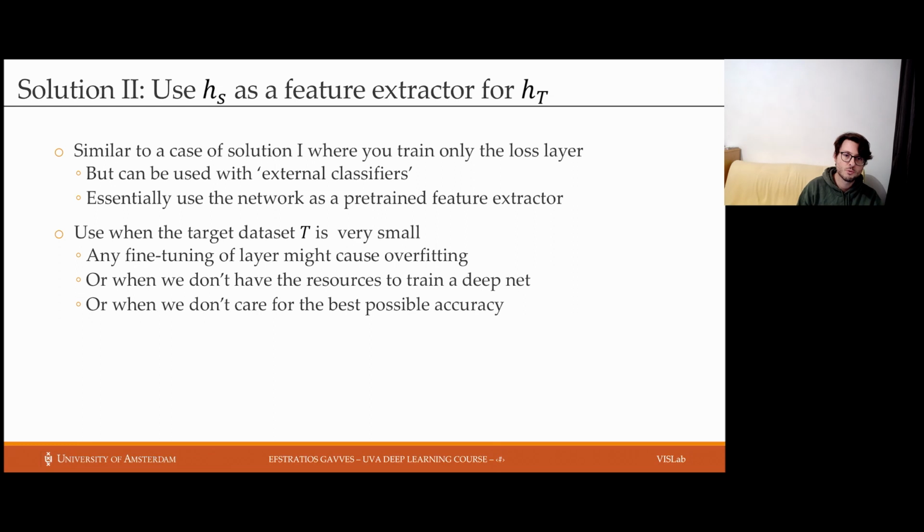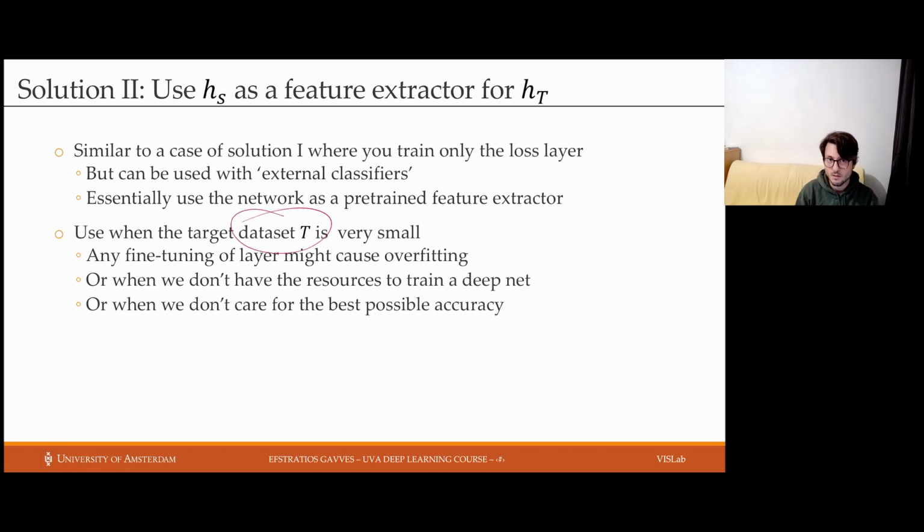The second solution, which is a bit more radical, is to use the source model as simply a feature extractor. So you store your convolutional activations or your fully connected activations, and then you pass them through a regular classifier. This is basically similar to just retraining the classifier's loss, and this makes sense when your target dataset is very, very small.